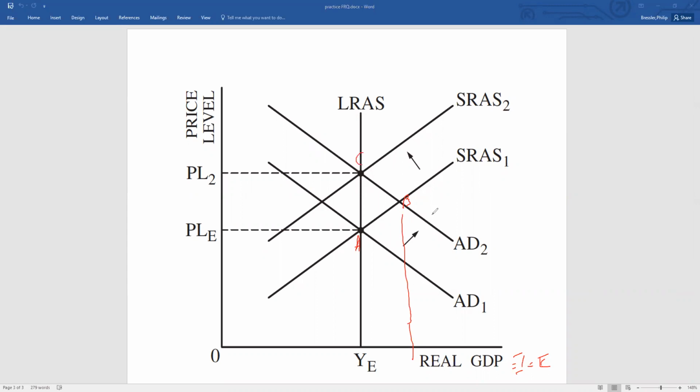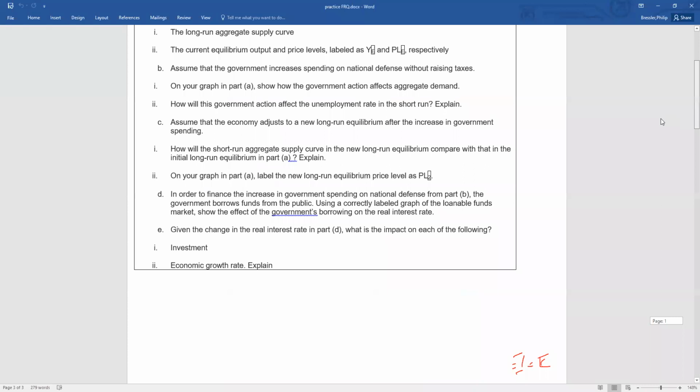Now, if it was the Phillips curve, if SRAS shifted left here, the Phillips curve shifts opposite, so the Phillips curve would shift right. All right. So that is how they took you through this. So you're going to have to know how to use this curve. Now, let's see what's next on their agenda. Okay, on your graph, label the new long-run equilibrium here.